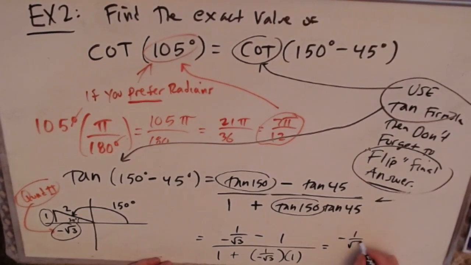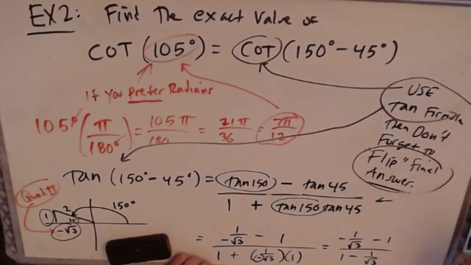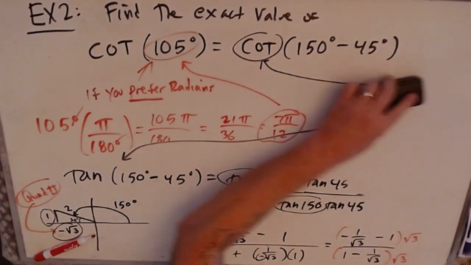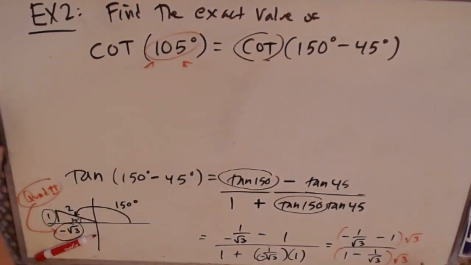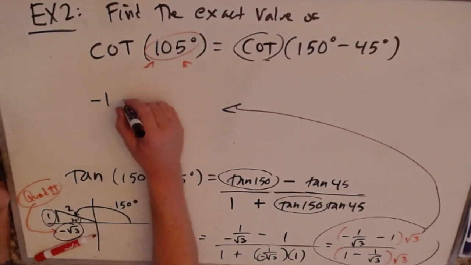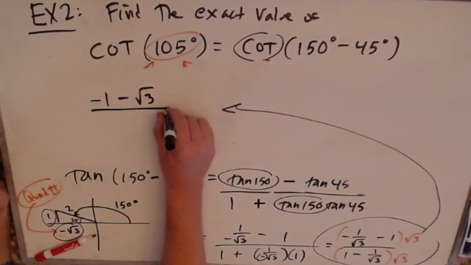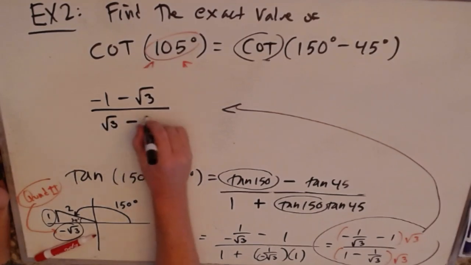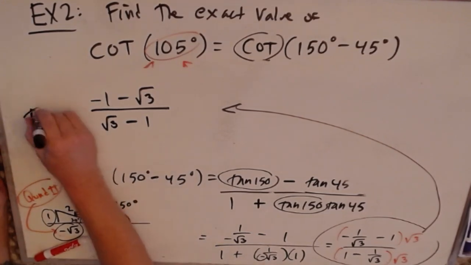So that's going to be negative. I'm just going to pull this negative out to the front. And I'm going to pull this negative out to the front. And then I'm going to multiply top and bottom, numerator and denominator, by root 3. So now I've got negative 1 minus root 3 over root 3 minus 1. But this is tangent.